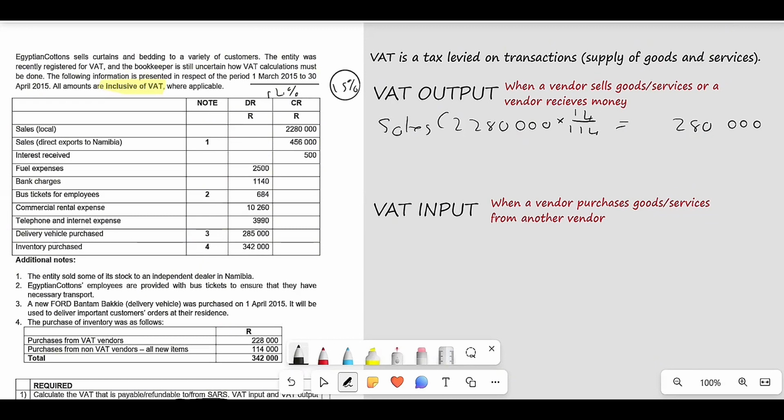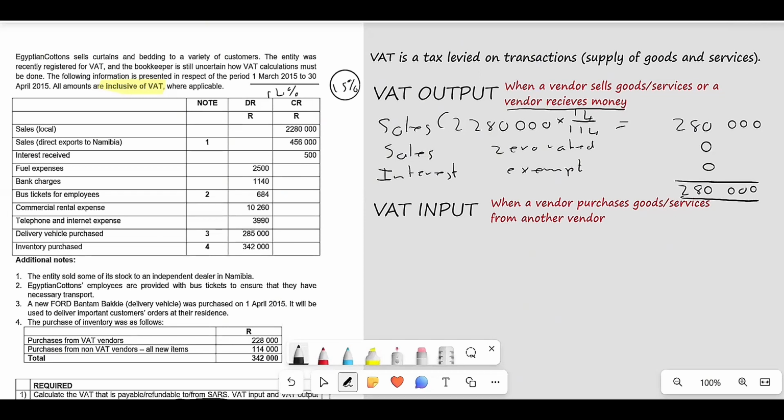So now we're going to deal with export sales. All you need to know is that all export sales are zero rated, right? When an item is zero rated, you don't need to pay tax on it, so the amount will be zero. Then interest received: when a vendor receives money, interest would be VAT output, and interest is always exempt as it is a financial service. So therefore it's zero. Your total output VAT would be 280,000.